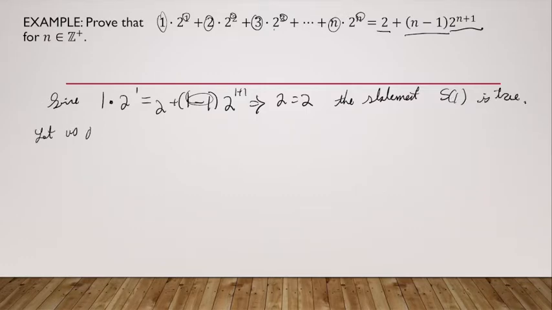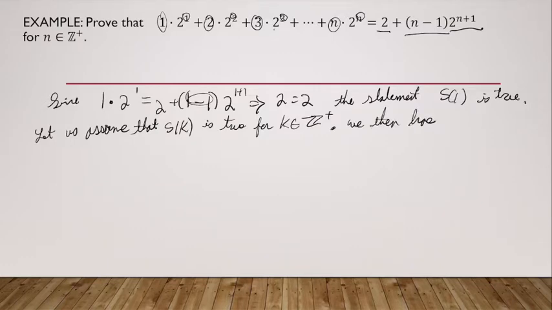Let us assume that S of k is true for some k that's a positive integer. We then have 1 times 2 to the first plus 2 times 2 squared plus dot dot dot plus k times 2 to the k equals 2 plus (k minus 1) times 2 to the k plus 1.